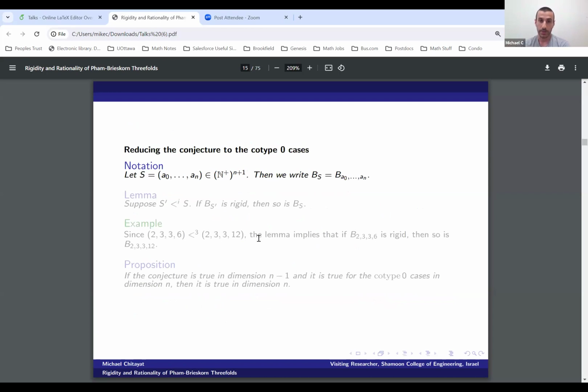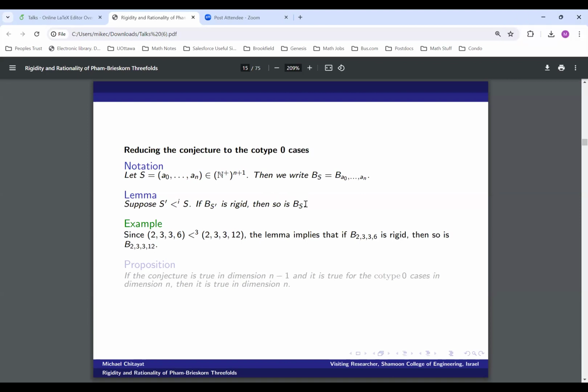So here are the implications of that. First, notation: in order to save myself a little bit of space, I write BS instead of B, A0, A1, A2, up to AN. And the lemma, which we want to prove, and which depends on the discussion before, is that if S prime is less than S, then if BS prime is rigid, so is BS.